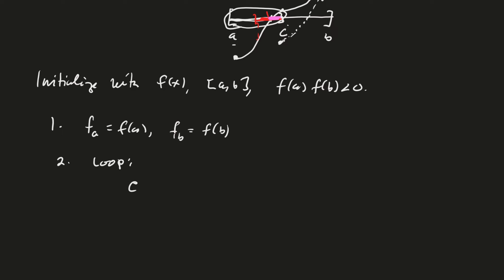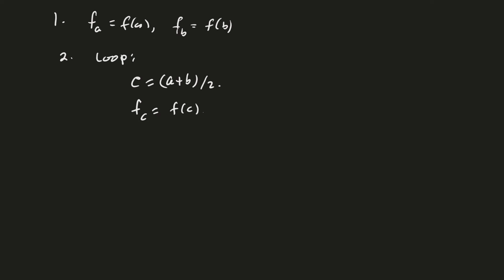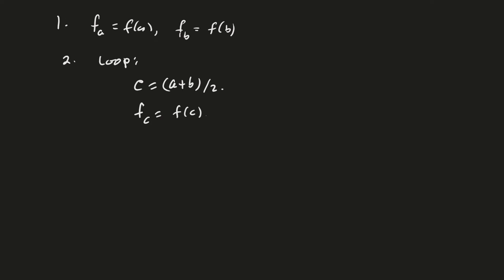Set c equal to a plus b divided by 2. And then compute f of c. Good. And now we check. Let's see, which way should we check first? I'll stay with the notes. If f sub a times f sub c is less than 0, what did we say? The new interval was the interval from a to c.